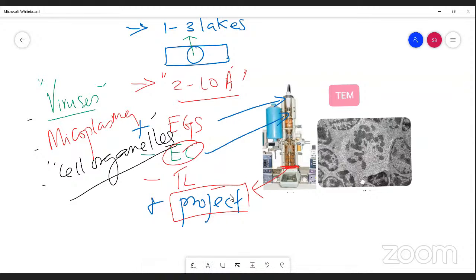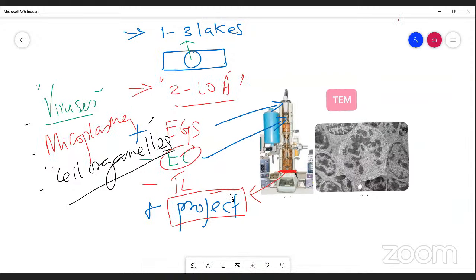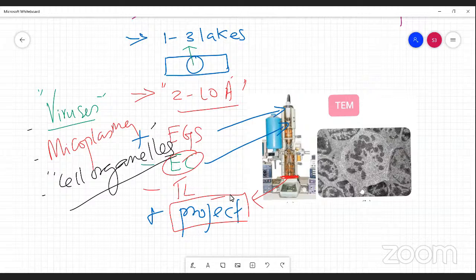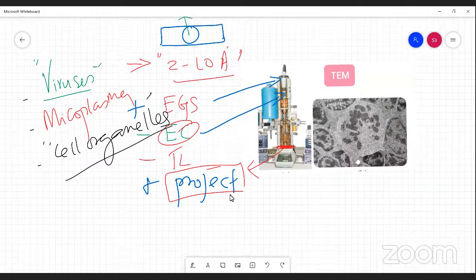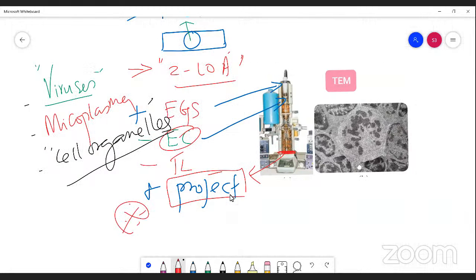So this is something about the TEM microscope. I repeat once again, the TEM microscope is an instrument that can be used to magnify an image 1 to 3 lakh times. The magnification value may be 1 to 3 lakh times, and it shows a 2-dimensional image. That is the nature of a TEM microscope.